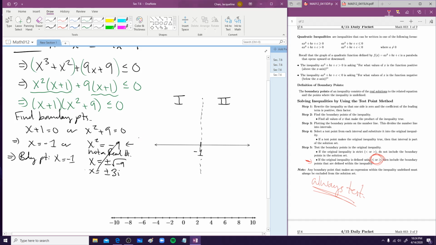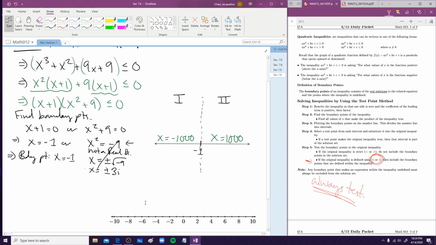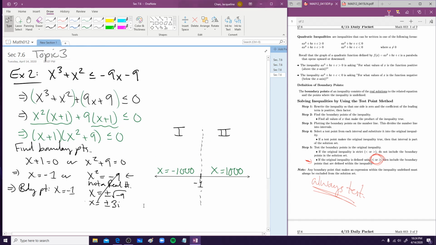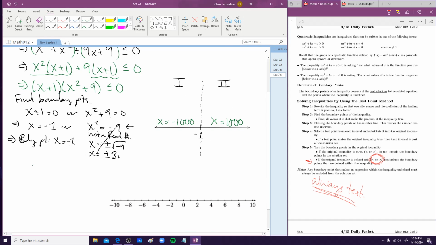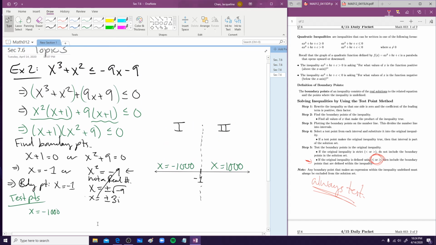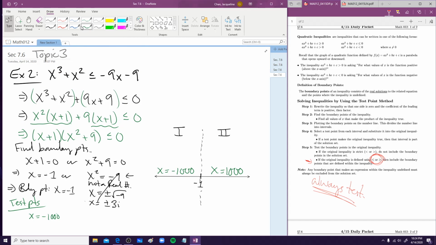What is between negative infinity and negative 1? Let's pick, just for fun, maybe negative 1,000. And over here, let's do the opposite, so let's do positive 1,000. So when I check these values, I'll go on the bottom. So I have x is equal to negative 1,000, so we're testing. And when we have x is equal to 1,000, I'm going to use this one.